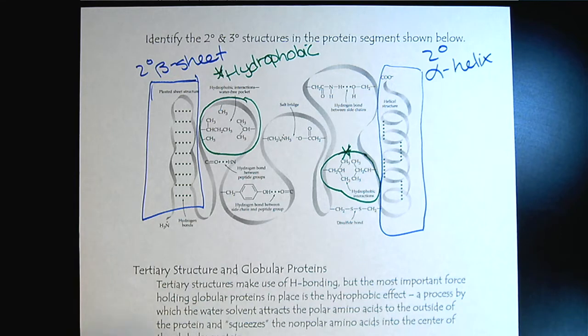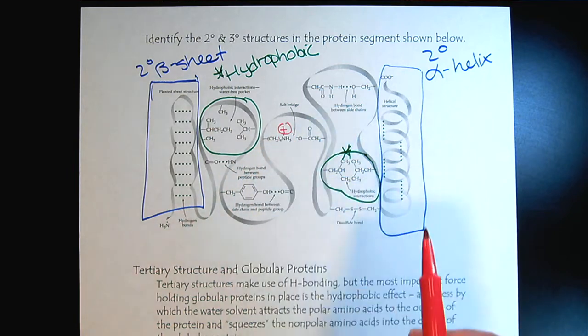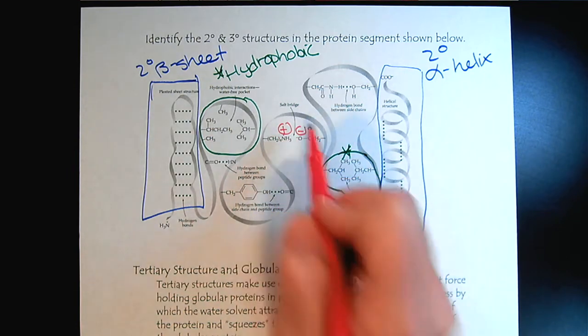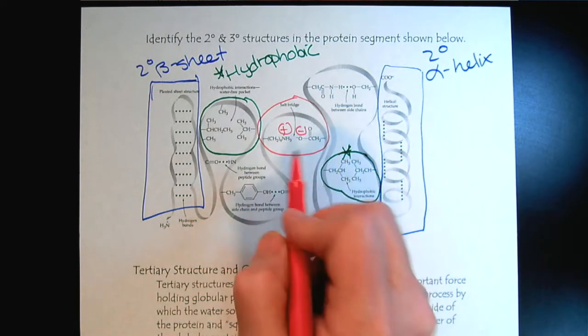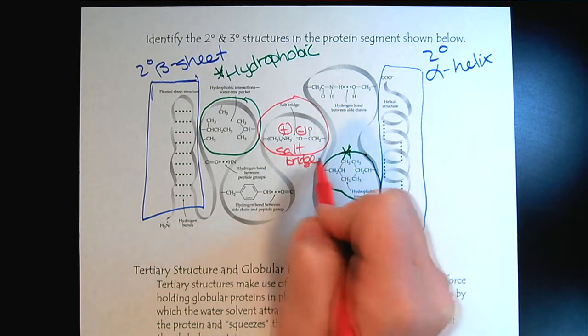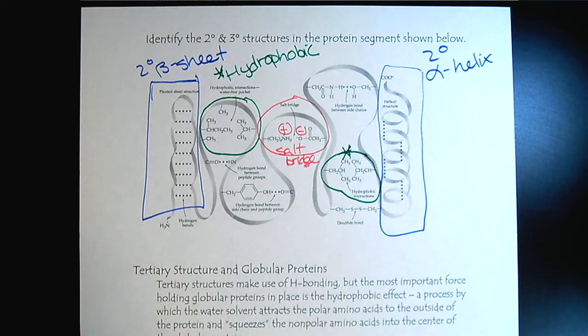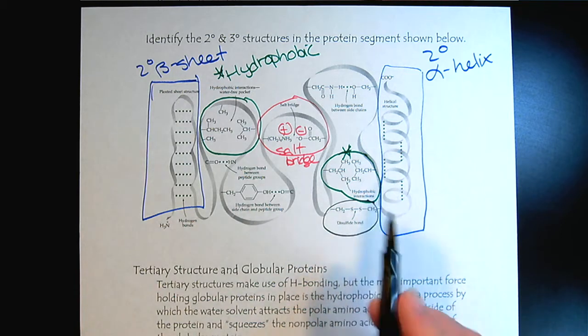And then if we look here, we see there's a full positive charge on this amine and a negative charge on the carboxylate. So there's our salt bridge. And last but not least, what else do we have here? Okay, we have a disulfide bond, right?